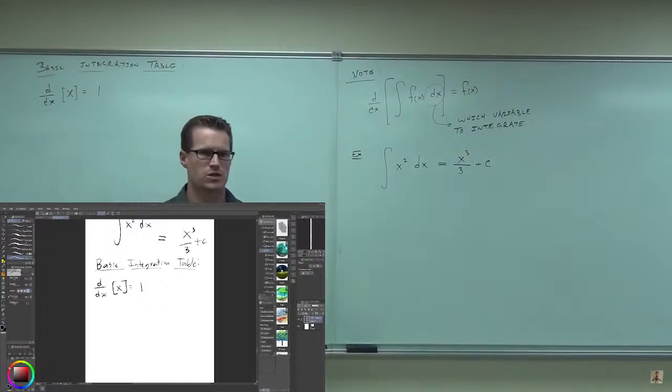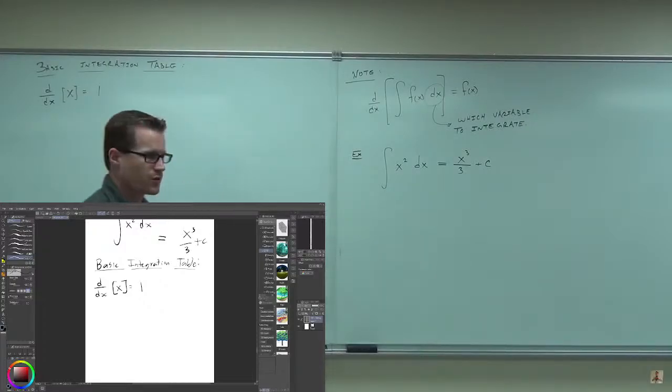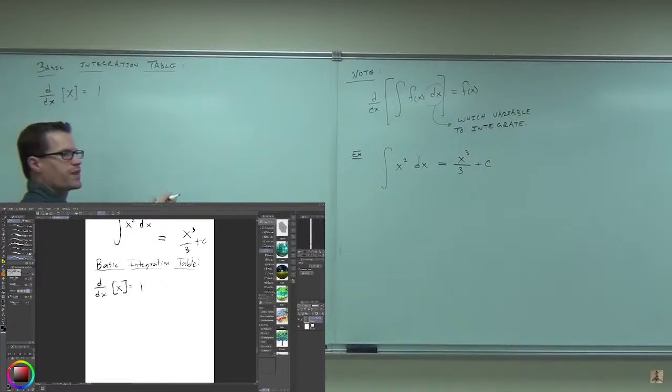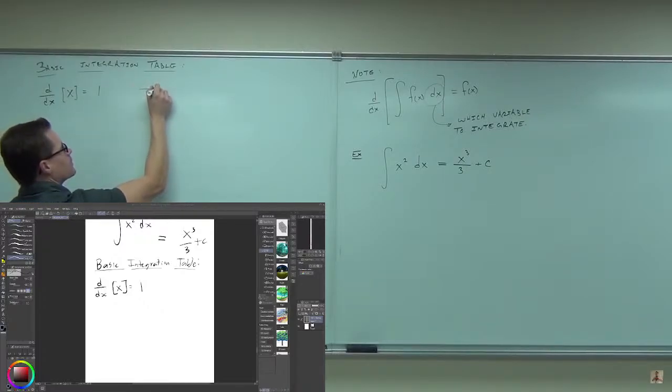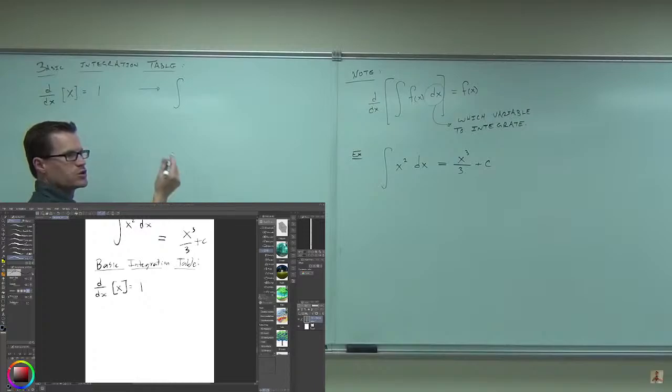The derivative of 2x would be 2. 4x would be 4. So the derivative of x is 1. What that means is this. Hopefully you can see what I'm going to do here. What's the integral of 1? What do you think?